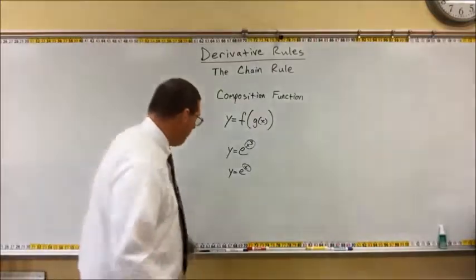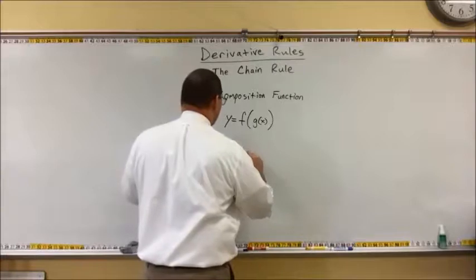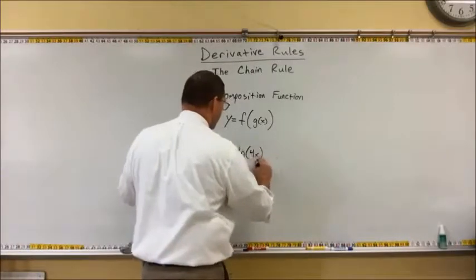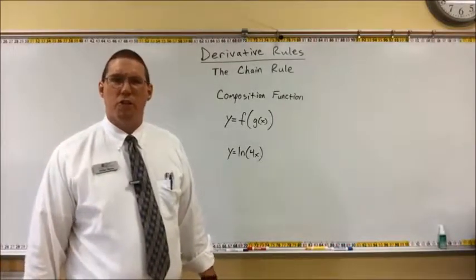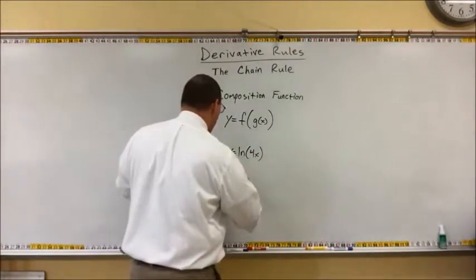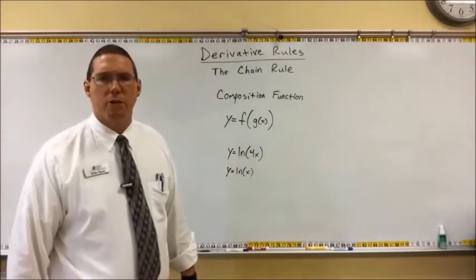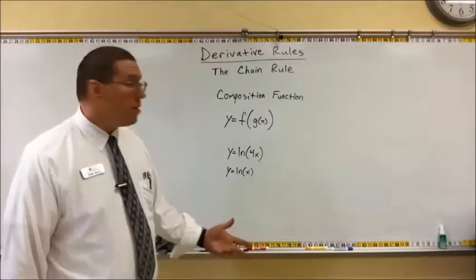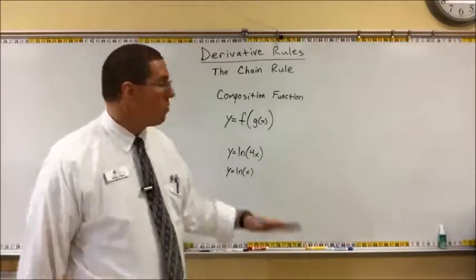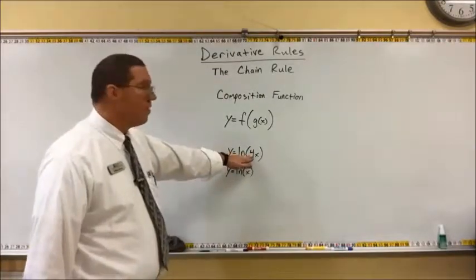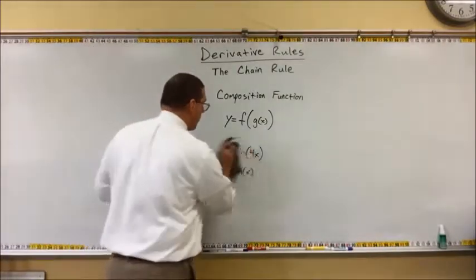Let's look at another example. How about y is equal to the natural log of 4x, the natural log of 4x. When we see the natural log function, don't we normally just see y equals the natural log of x? Isn't that what we normally see when it's a natural log function? But this time, it's not the natural log of x, it's the natural log of 4x. Therefore, this function for the derivative is going to require the chain rule. Okay? Let's look at a couple other examples.